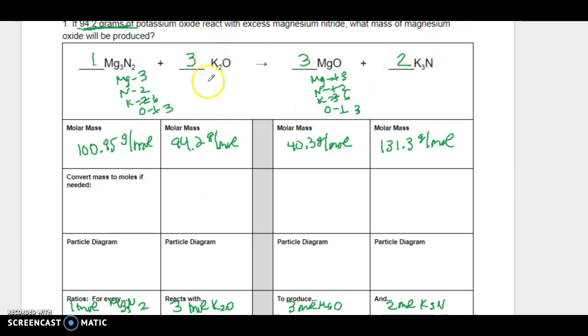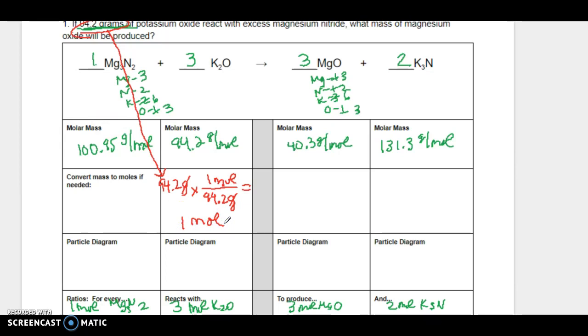So I'm going to go to the potassium oxide column, and I'm going to start with what's given, 94.2 grams. That is what is given, okay? I need to know how many moles that is. Okay, well, this one's really super easy because it's just going to be 1 mole. Okay, so I'm going to do my ratio where I have grams and grams that cancel, and then 94.2 over 94.2, it's going to turn out that I'm starting with 1 mole of potassium oxide.